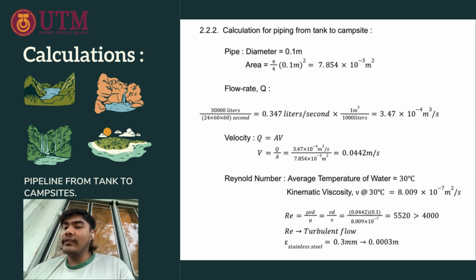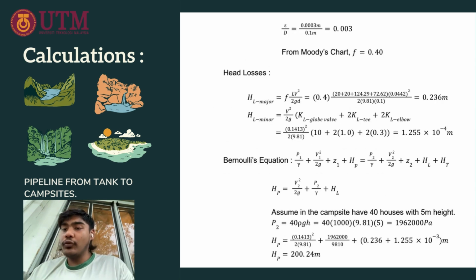Next, our roughness for stainless steel, also the same, 0.3 millimeter. And we convert it into meter, we got 0.003 meter. Next, to find the relative roughness, we use the formula epsilon over D. After we calculate, we got our relative roughness is 0.003. After that, we take the relative roughness and the Reynolds number value, and we check the Moody chart to get the friction factor, and we got our friction factor equal to 0.40.